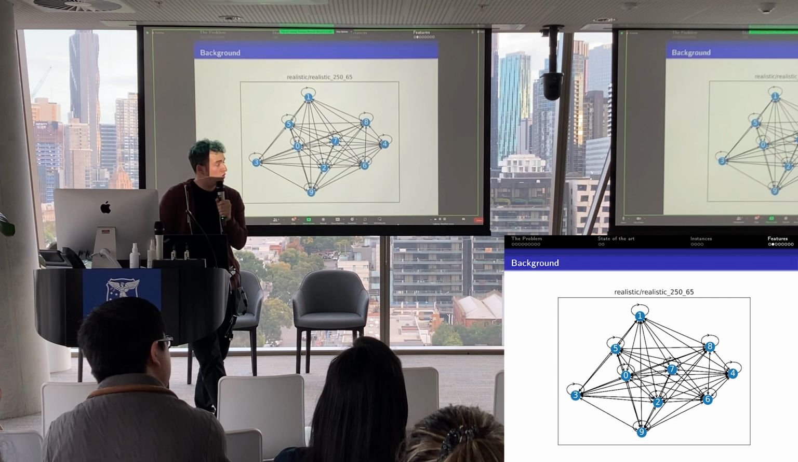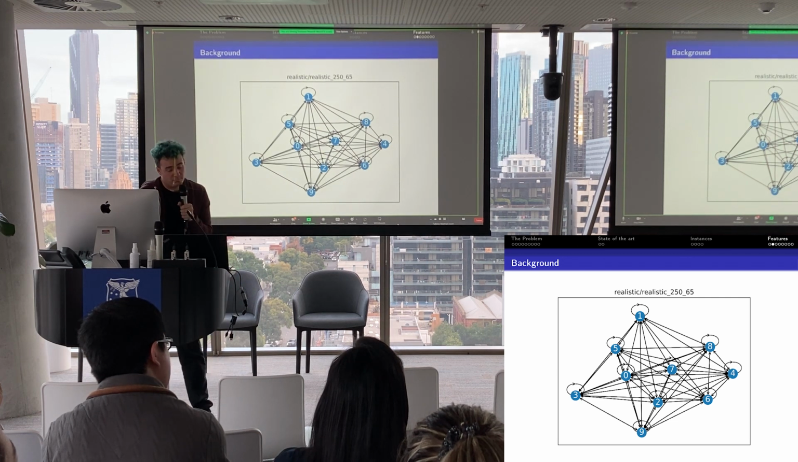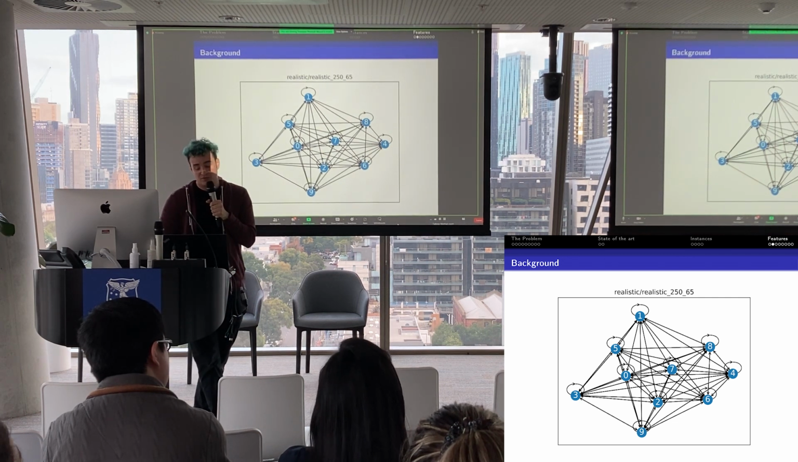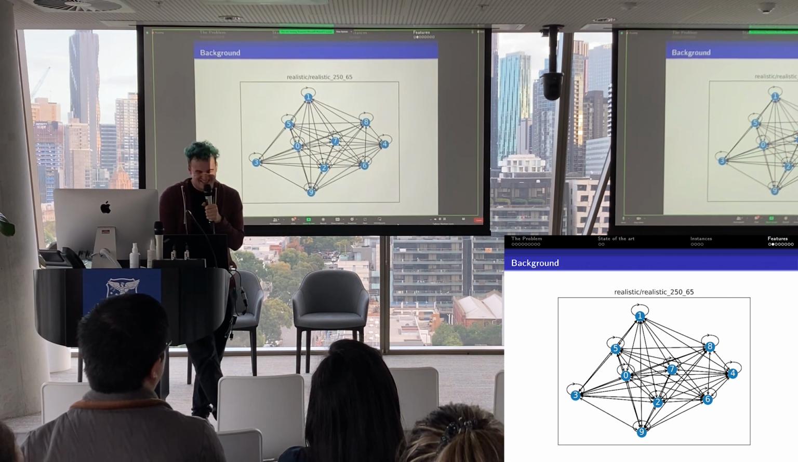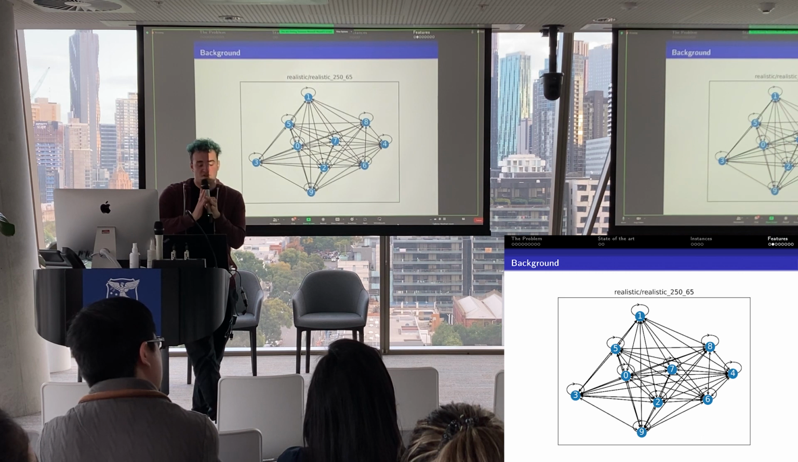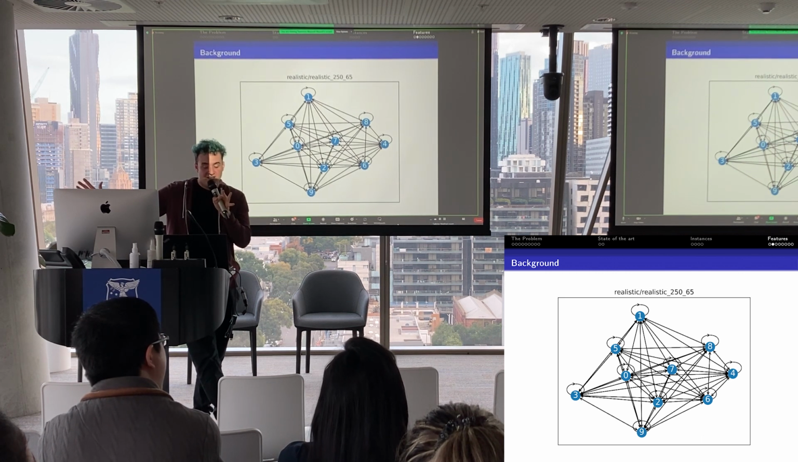So if we go back to this very plot that we showed at the beginning, I told you that this is not what a real instance looks like, because this is just what happens throughout the day.